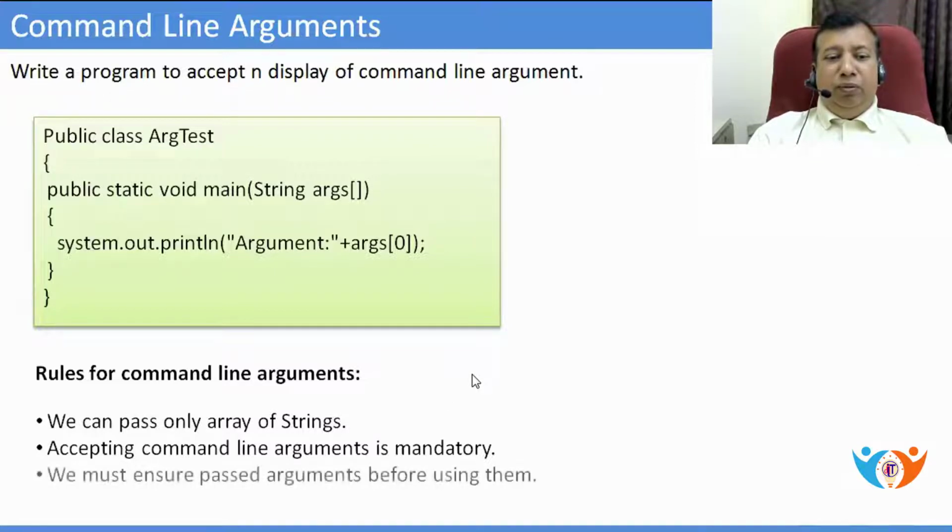Now we must ensure passed arguments before using them. Here we are not following this rule. We are directly using args[0]. So what is expected? One more rule is given: before using args[0], we must ensure that this element already exists.